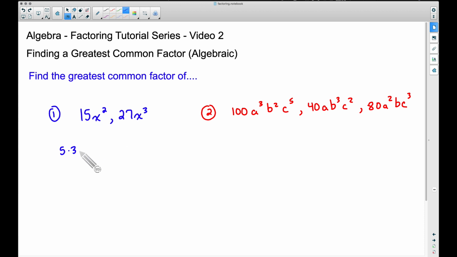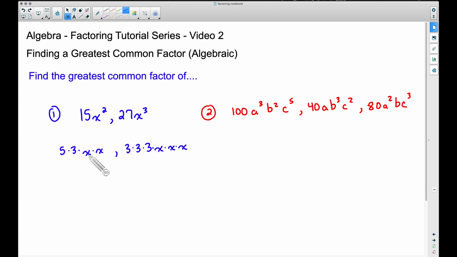That's how we break 15 up. And then we have x squared. That means times x times x. So this is the factorization of 15x squared broken up into all of its little itty bitty pieces. Let's do the same thing for 27x cubed. If we take 3 times 3 times 3, that is going to give us 27. This is actually the prime factorization of 27. 3 times 3 is 9. Times 3 is 27. And then x cubed is going to be x times x times x.